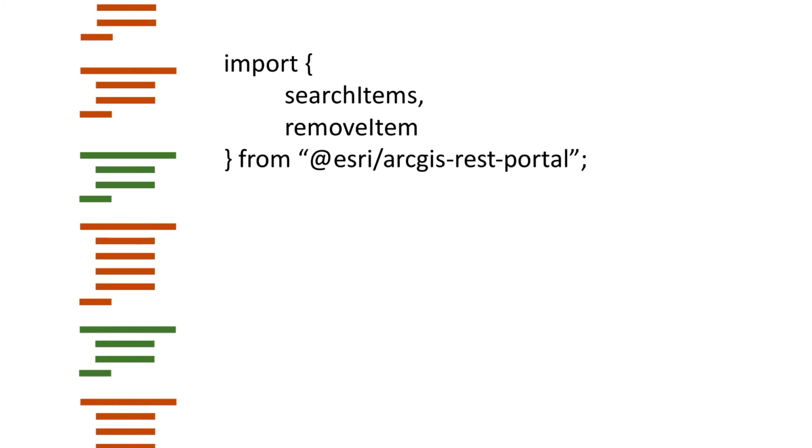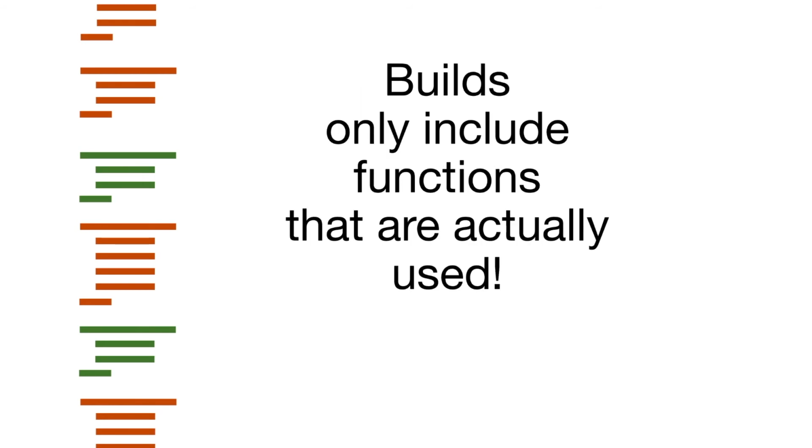So in your application, maybe you're building a simple application to allow people to clean up their account in ArcGIS Online. What you need is to import just the search items and then remove item from ArcGIS Rest portal. That's cool. Now, if you're using any sort of modern JavaScript environment, you probably have a build system involved, and your build system is going to be able to tree shake out all the other functions that are not actually used. So even though you just included those 2 functions, it will be able to very easily statically trace what's needed.